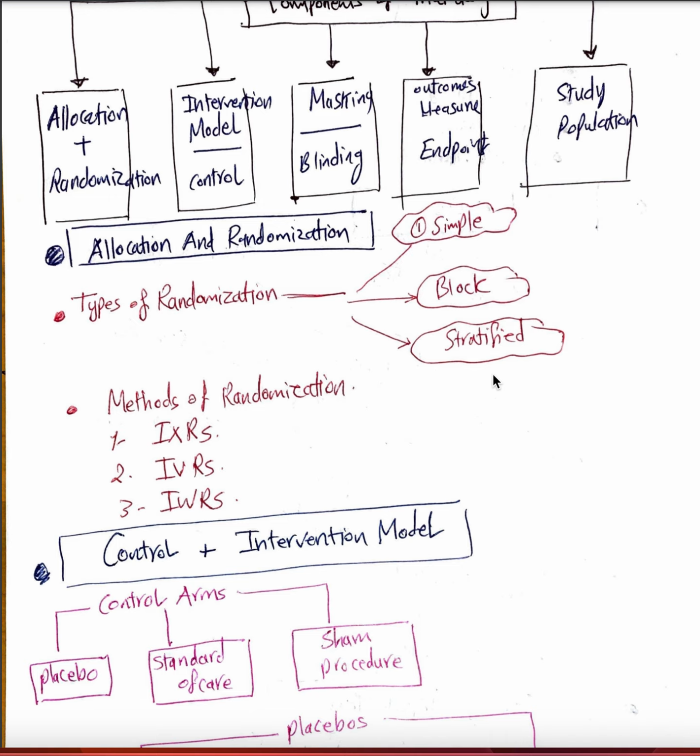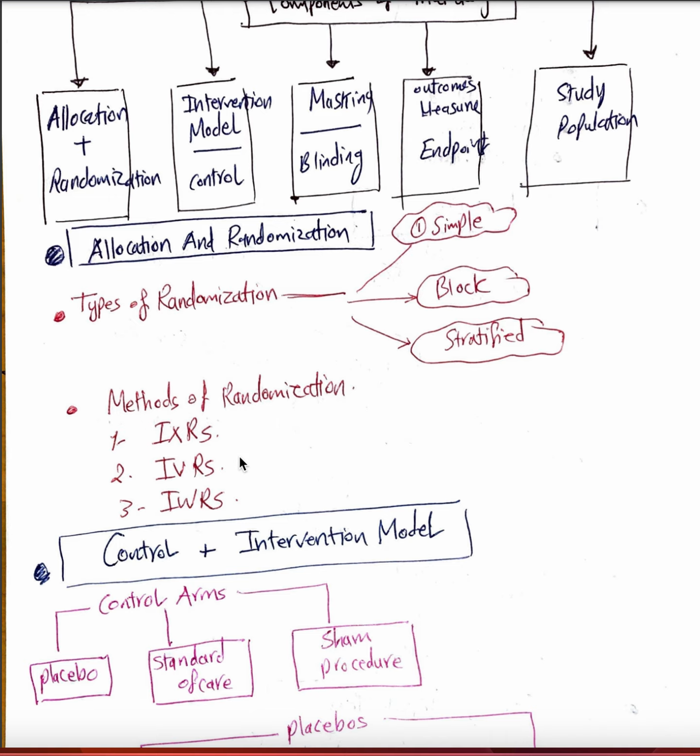About stratified randomization, we subdivide these persons according to age, characteristics, and this stuff. Actually, we reduce bias with stratification, because we subdivide these persons according to age and so on. So these types of randomization are good. These are the types of randomization: simple, block, and stratified.